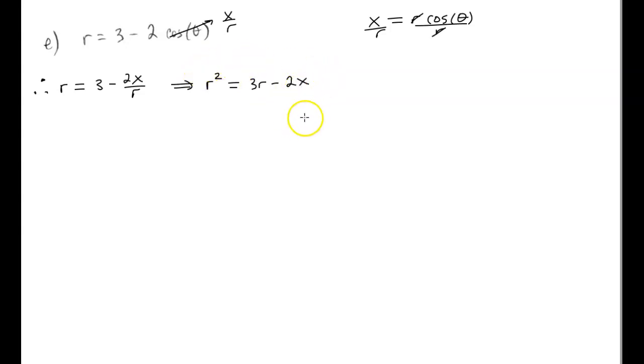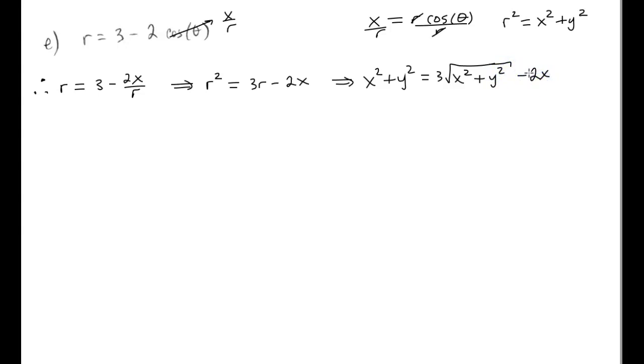Now, at this point, what we can do is we know that r squared is just x squared plus y squared. So I can go ahead and fill that in. And of course, I know r is just going to be the square root of that. So what I'll have here is x squared plus y squared is equal to 3 times the square root of x squared plus y squared, and then this will be a minus 2x.